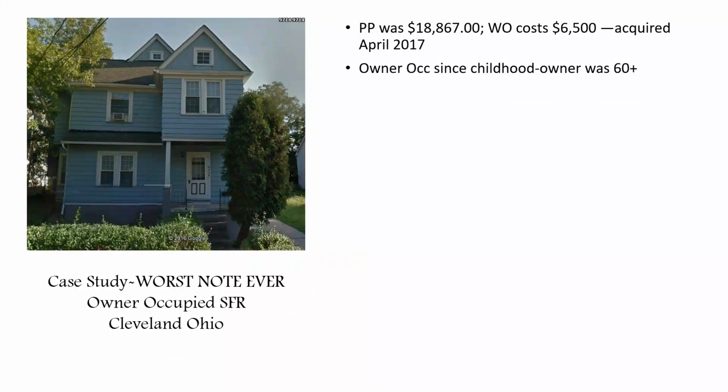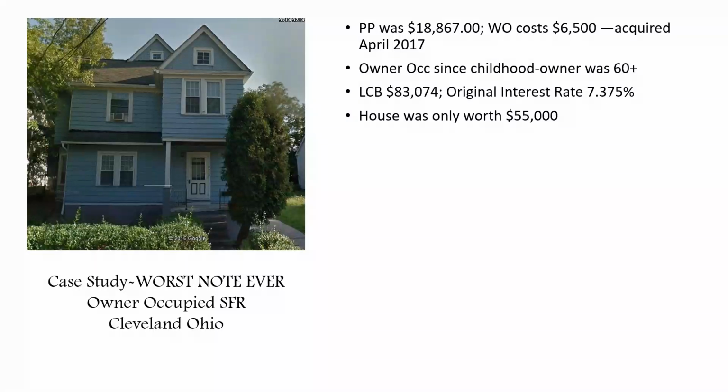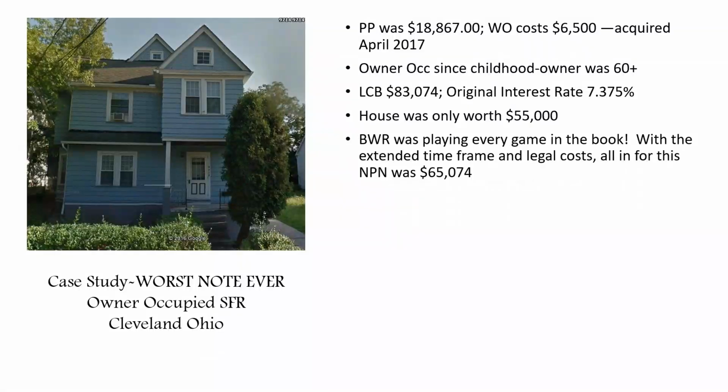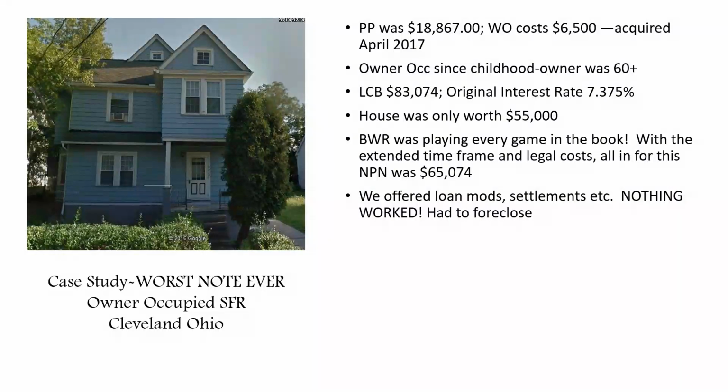I acquired this note in April of 2017. Owner occupied forever. The legal collectible balance, that's what LCB stands for, was $83,074. The original interest rate was 7 and change, okay? The house was only worth $55,000. The borrower played every single game in the book. It extended our time frame, it extended our legal costs, and I ended up ultimately all in for this note at $65,000 and change. Okay, it's a far cry from the initial $25,000 I had allocated.